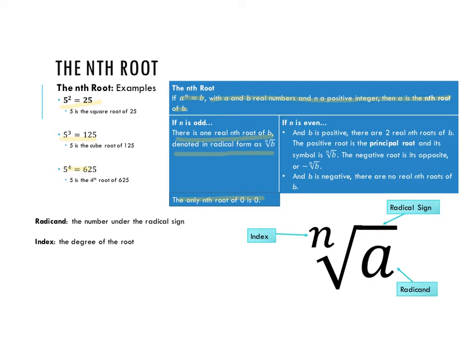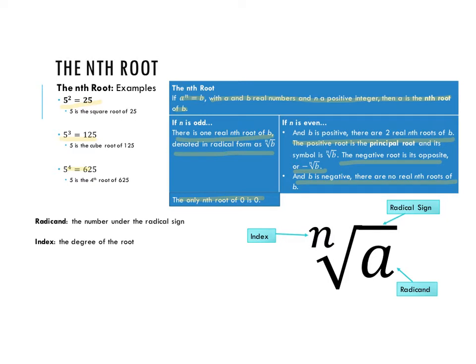If n is even and b is positive, there are two real nth roots of b. Its symbol is the nth root of b, obviously. So the negative root is its opposite, or negative nth root of b. And if b is negative, there are no real nth roots of b.